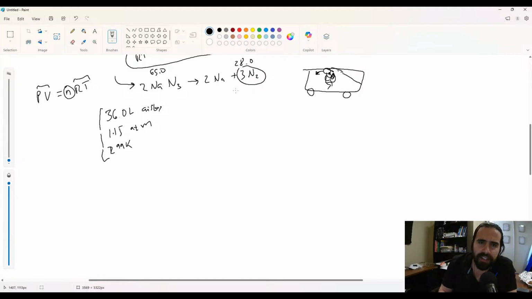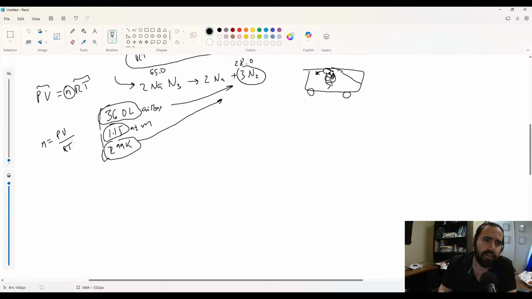So the way we tackle this is we understand we're trying to figure out grams of sodium azide, okay? But we have all this information about a nitrogen gas airbag, okay? With these variables though, with these numbers though, we can start to figure out how many moles of nitrogen that would be, right? And we utilize PV equals nRT, right? Let's rearrange to solve for moles of nitrogen. So that would be n is equal to PV over RT, okay?